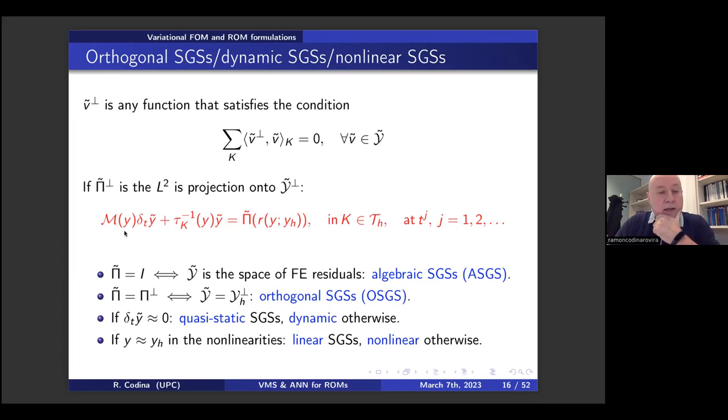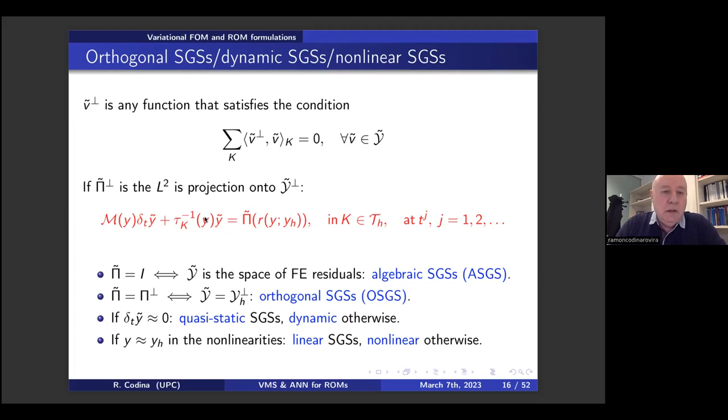Then, I have always kept the temporal derivative of the subscales, but in most of the literature you will see that this is neglected. So if you neglect the temporal derivative of the subscales, we call the subscales quasi-static. And if not, we call them dynamic.